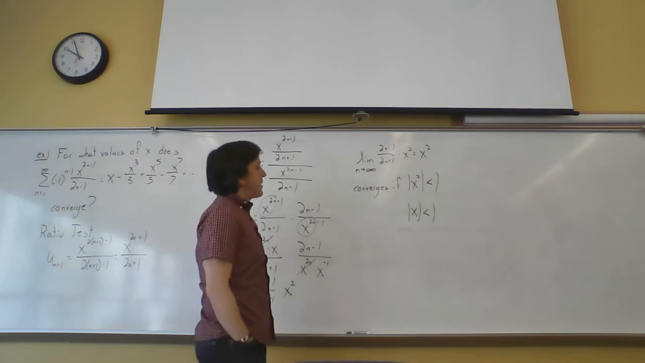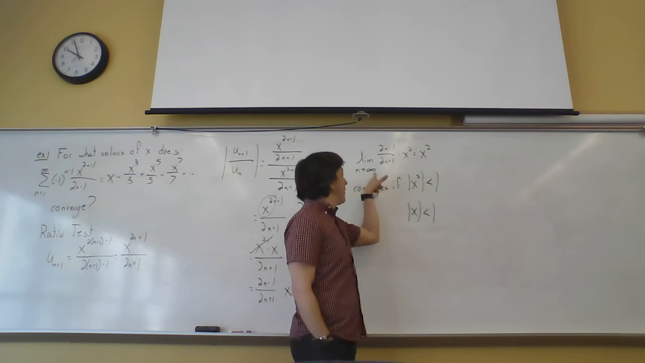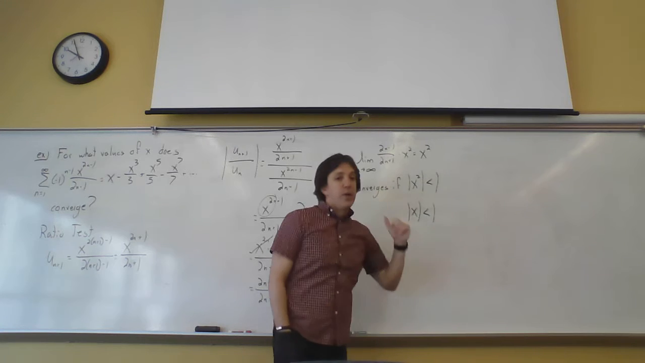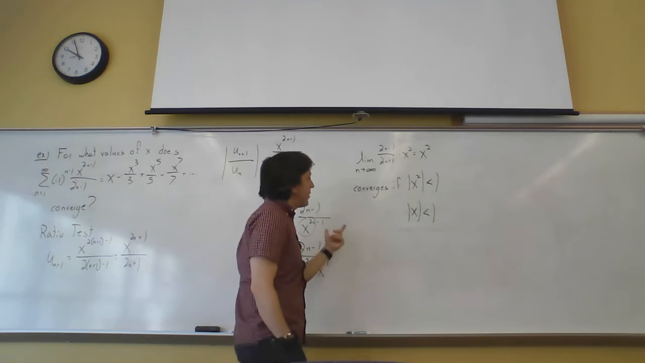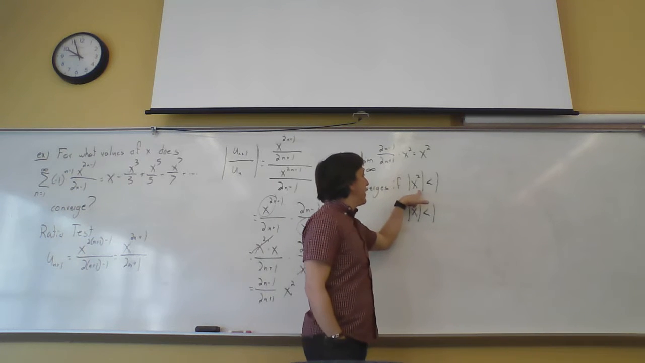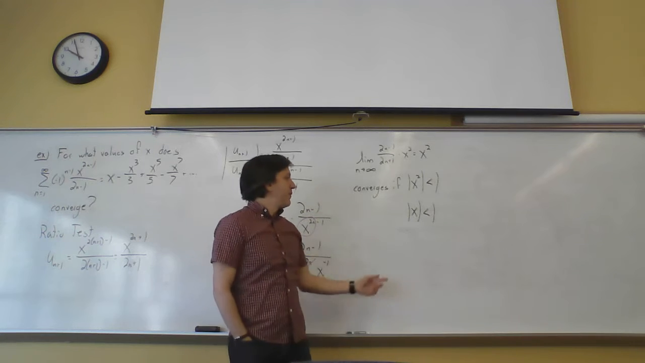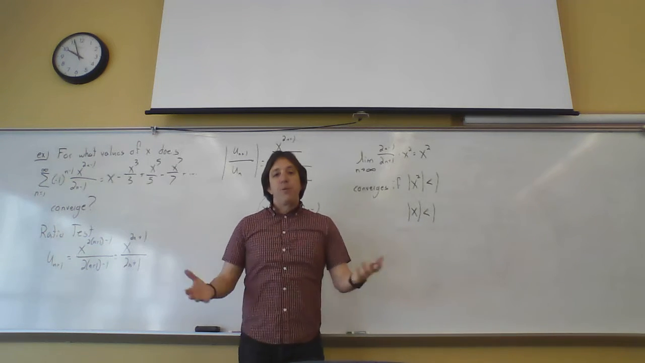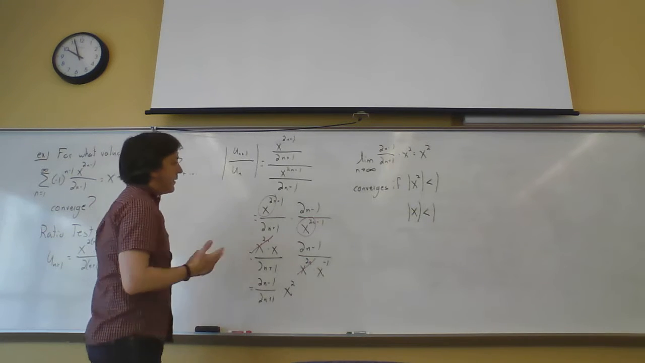All right, so now we're basically done. The ratio test tells us that something converges if that limit is less than 1, or if its absolute value is less than 1. So this converges if the absolute value of x squared is less than 1. That's the same as if the absolute value of x is just less than 1. So we have our radius of convergence. It's 1, and there we go.